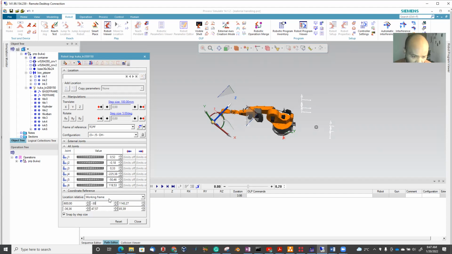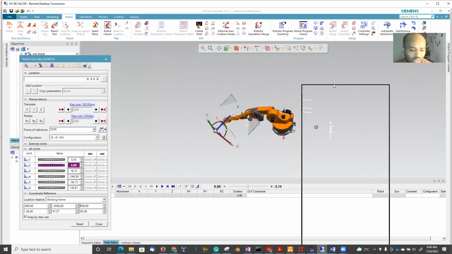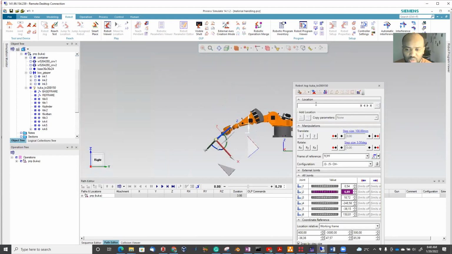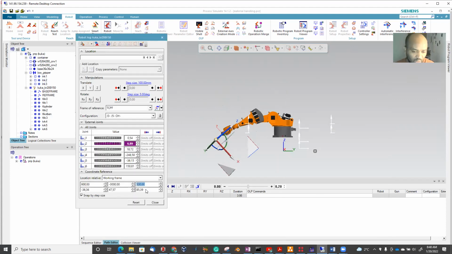Maybe minus 6000. Then you say I need TCP along the x-axis of maybe 500 apart. Now this time, you know, the robot was automatically adjusting its joint positions when I was changing the values on the working frame here.